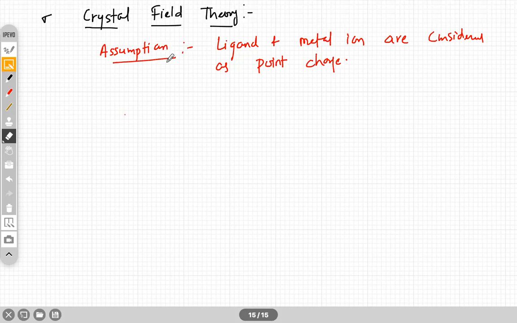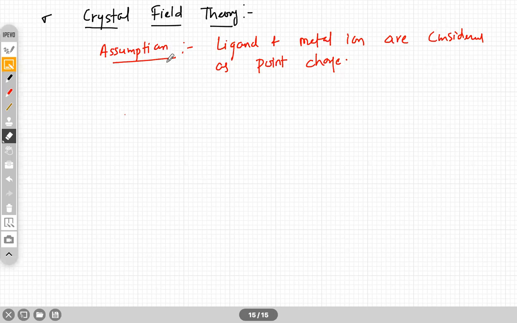Sorry, can you repeat, sir? I'll repeat from the beginning. According to this theory, the bonding in the complex is completely electrostatic, in which the ligand and the metal ion are considered as point charges.